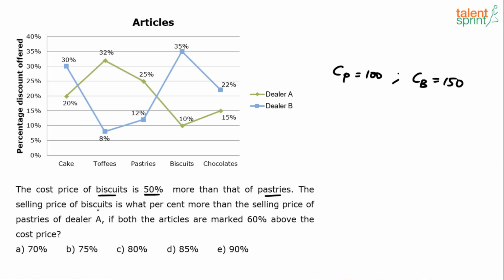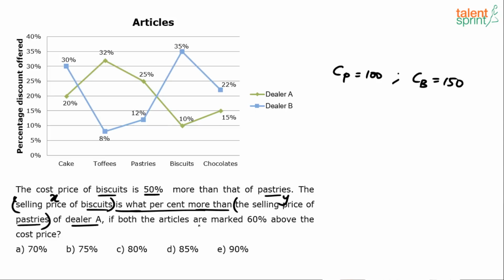The selling price of biscuits is what percent more than the selling price of pastries of dealer A? X is what percent more than Y? Remember, X minus Y by Y into 100. Very, very important concept of percentages. This is X, the selling price of biscuits, and Y is the selling price of pastries. So first of all, you have to find out X, and then you have to find out Y, and then do the calculation.